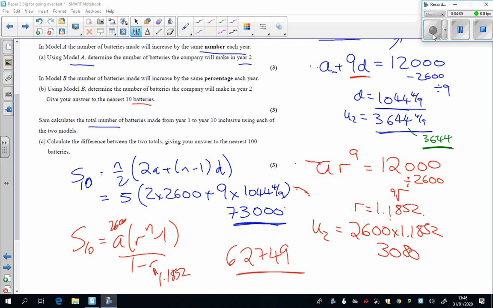That's the two totals. The question asks for the difference between them, so take one away from the other and we get 10250, so rounding that to the nearest 100 is 10,300 is the difference.